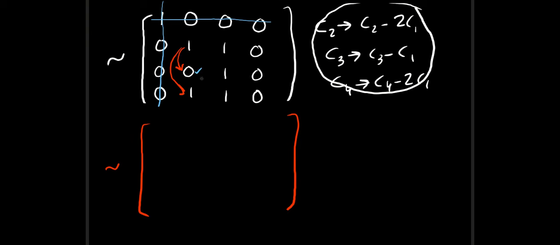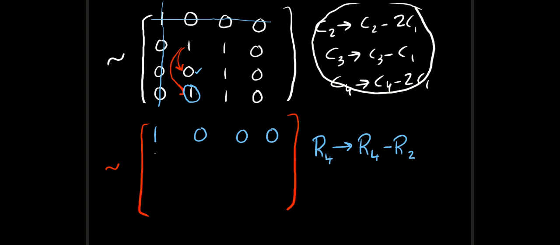This is already 0. So we are bothered only about this one. So this is my target and I have to use this one. So my target is in the 4th row. So R4 changes to R4 minus R2. So 1, 0, 0, 0, because only the 4th row will change.